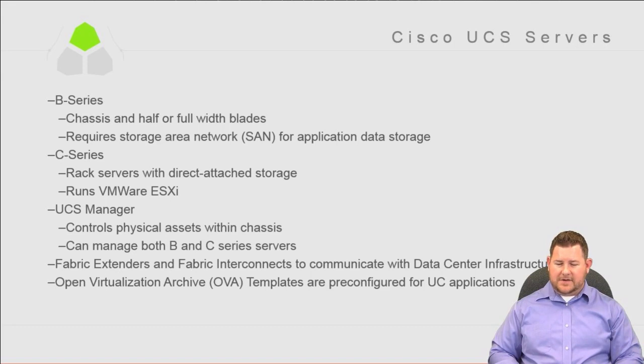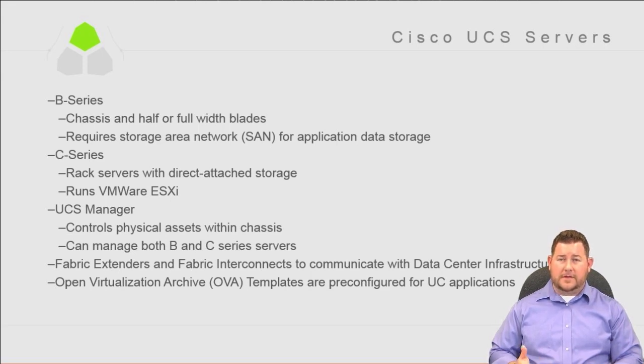These fabric extenders and fabric interconnects communicate with the data center infrastructure. So fabric extenders and fabric interconnects are just a way for you to get essentially to these storage area networks and the networks that exist within the data center. So fabric extenders, I believe, are only used with C series modules, and then the fabric interconnects would be with the B series.